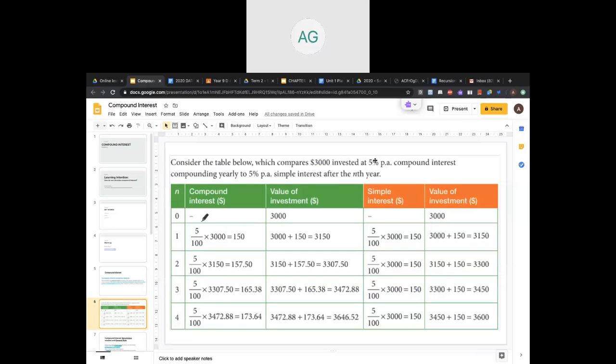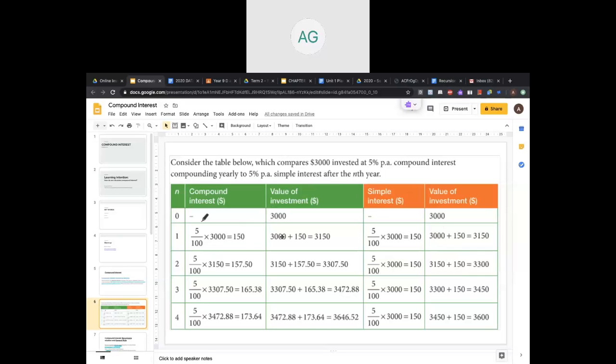So it's 5% per annum. So 5% is 5 over 100 times your invested amount, which is 3,000. That is your principal. So 5% of 3,000 is $150. So the initial amount invested was $3,000. Now you got interest of $150, so that gets added, and you get a total of $3,150. In the case of simple interest, we still do 5% of 3,000, which is $150, and then we add that, so you get $3,150. So after 1 year, it stays the same, whether it's compound or simple.